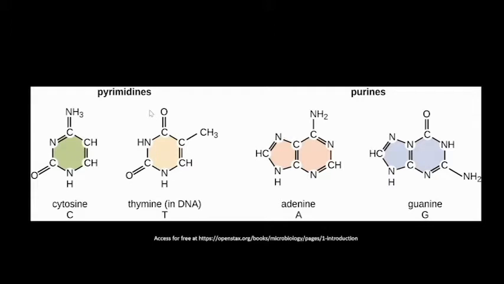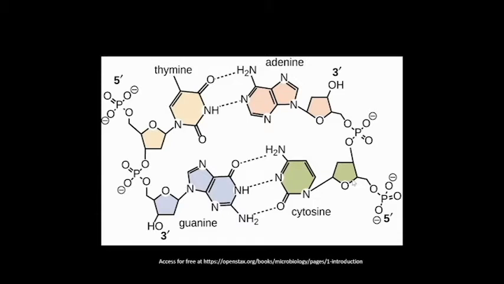Now, the four types of nitrogenous bases of DNA are adenine, thymine, cytosine, and guanine, known as A, T, C, and G for short. A and G are purines or double-ringed nitrogenous bases, while T and C are pyrimidines, which are single-ringed. A and T pair up and C and G pair up using hydrogen bonds. A and T use 2 hydrogen bonds, whereas C and G use 3 hydrogen bonds.